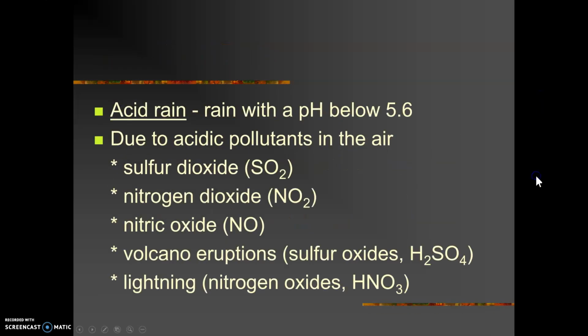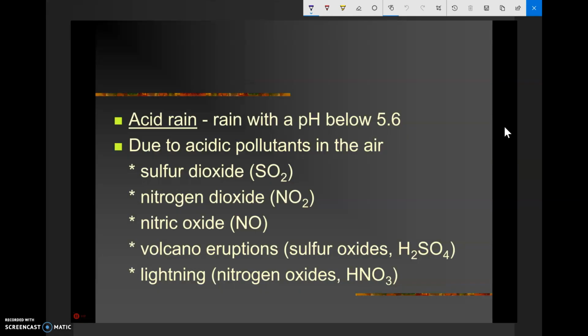Okay. So let's talk more about acid rain. In order for it to be considered acid rain, it has to have a pH below 5.6. So we're talking about 5.5 or lower here. Remember, just pure rain is 5.6, so that's slightly acidic, but acid rain has to be below that 5.6 mark. And acid rain comes from other pollutants in the air.